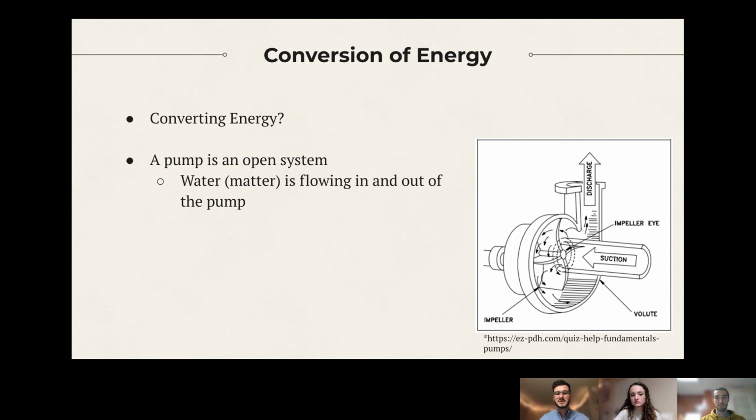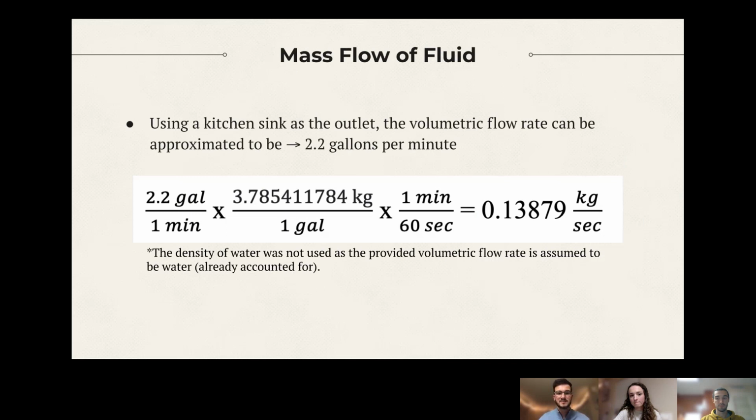The pump also has a volute region, as shown below, which is designed to have an increase in cross-sectional area as you get closer to the discharge area. This space is used to convert the fluid's kinetic energy into pressure, which is what allows the fluid to be dispersed at higher elevations. So in this case, the pump is an open system as water is flowing in and out of the pump. This moves us forward to the mass flow rate of our system.